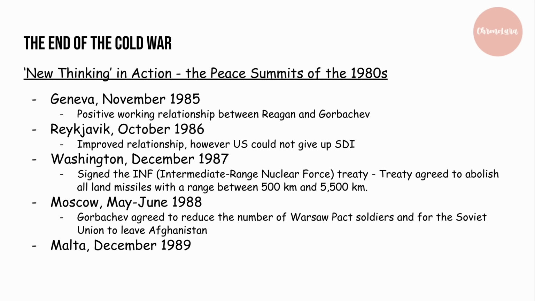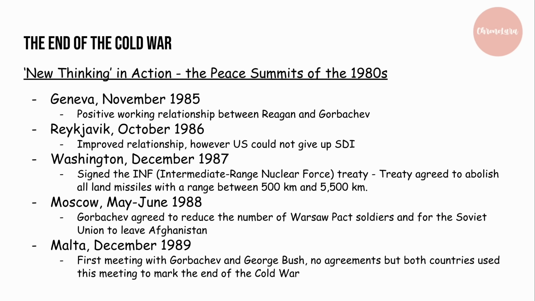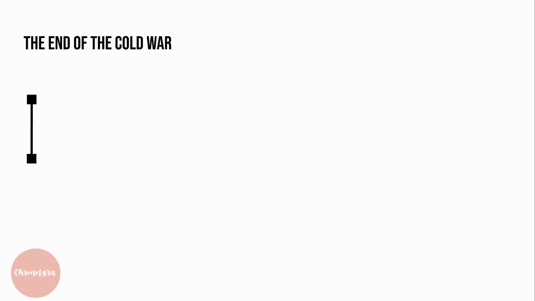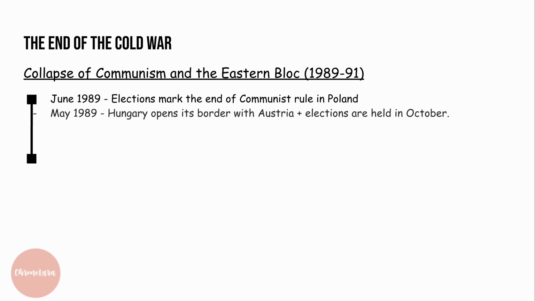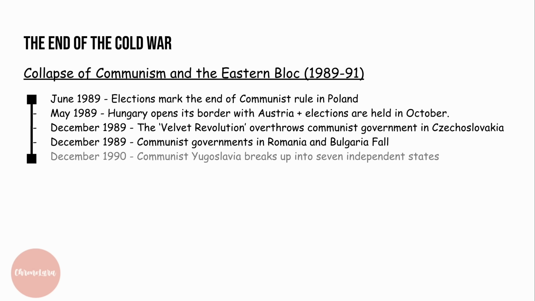Malta took place in December 1989, and was the first meeting between Gorbachev and the new US President George Bush. There are no agreements, however, both countries used this meeting to mark the end of the Cold War. We're getting even closer now, because here we got the collapse of communism and the Eastern Bloc, 1989 to 91. In order, countries fall from communism.